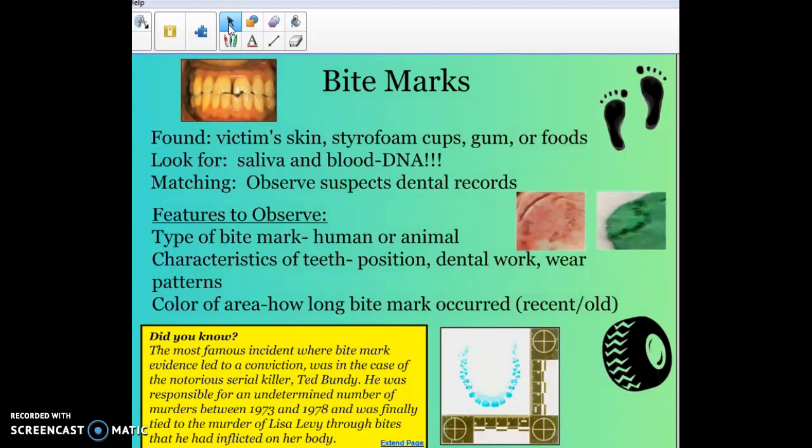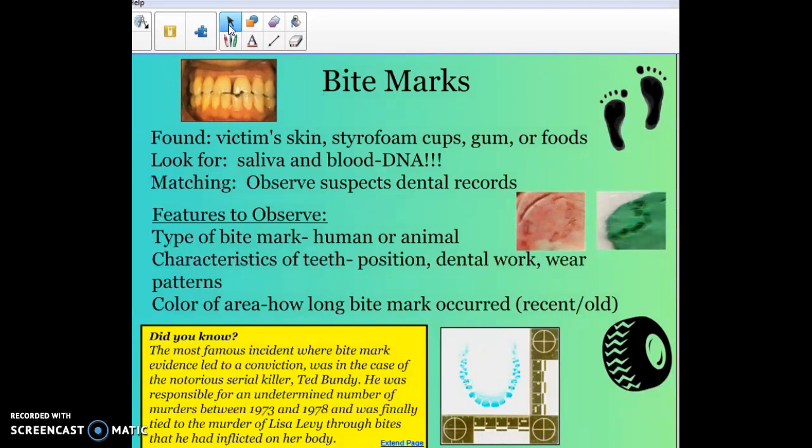Occasionally at crime scenes they can be in things like styrofoam cups or gum or food, but probably about 90% of the time when you're talking about bite marks, they're left in the victim's skin or on the suspect's skin from the victim, depending. One of the big things for bite marks is to look for saliva and blood, because you could potentially pull a DNA sample from those.